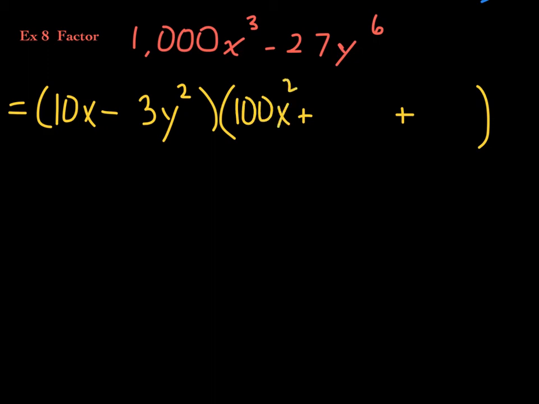What goes in the middle is the product of 10x and negative 3y squared. Or actually not negative, excuse me, I already determined that the middle term is going to be positive, right, by SOAP. So just focus on 10x and 3y squared. Multiply them together and you get 30xy squared.